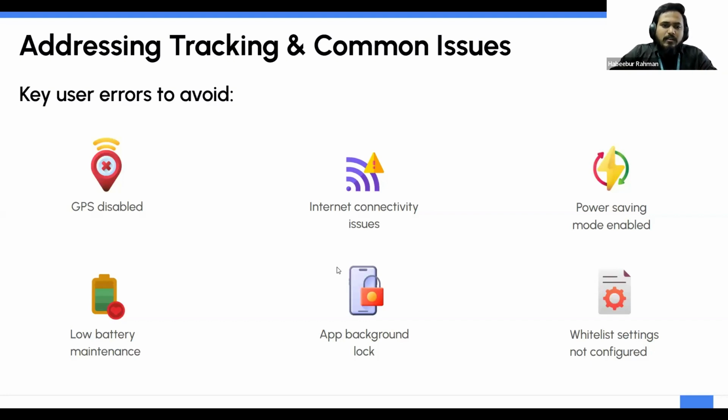And the final step is whitelist settings. Some phones close apps running in the background. So to always run the application in the background, you have to go to the settings of your applications, select the auto start option and enable it. So that the application always runs properly in the background. If we remember these simple points, 90% of the tracking issues can be avoided.